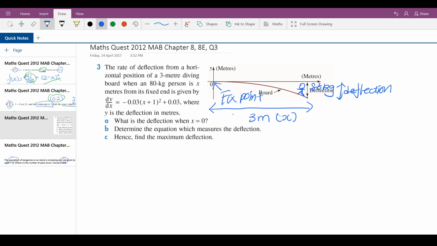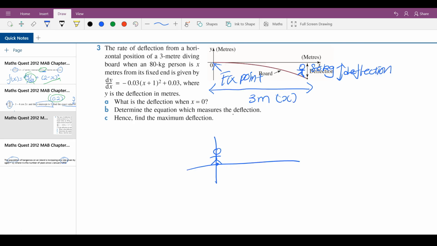Right? So we're given a function. The first question is, what is the deflection when x equals 0? Literally what they mean is, what happens if the guy stands at the fixed point? Would there be any deflection? I don't think so. The deflection only happens when you are x meters away from its fixed end, and you are 0 meters away, you're on the fixed end. So there will be no deflection. That was easy.